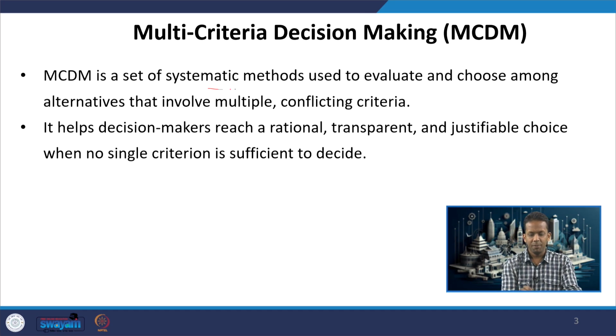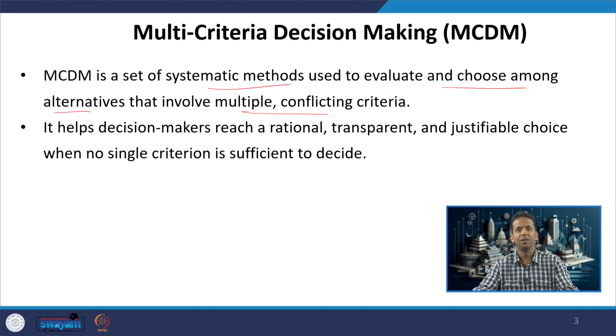It is a set of systematic methods used to evaluate and choose among alternatives that involve multiple conflicting criteria. Okay. So it is obviously some set of methods or tools which we can use to find the best alternative or the best amongst all the alternatives. These alternatives would involve multiple criteria, and often they are conflicting criteria, because if they are non-conflicting criteria, it would be easy to just average out or sum up the scores of different alternatives under all the criteria, and we can say like the higher value is the better one or the lower value is the better.